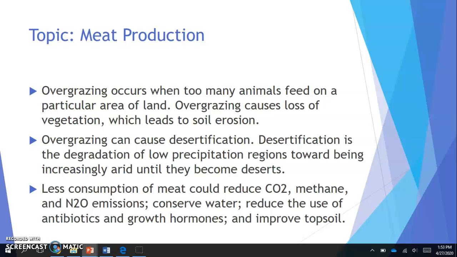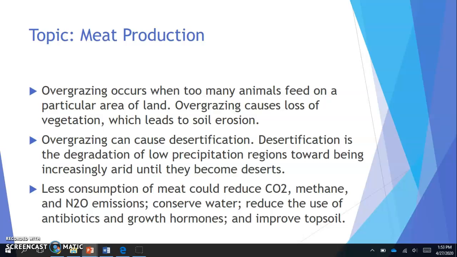Overgrazing occurs when too many animals feed on a particular area of land, and this causes loss of vegetation, which leads to soil erosion, because again, grass is really good for preventing soil erosion because the roots in grass kind of anchor soil in place. So if you let animals just eat all that grass up and take the roots up and overgraze a portion, you will be at risk of having soil erosion.